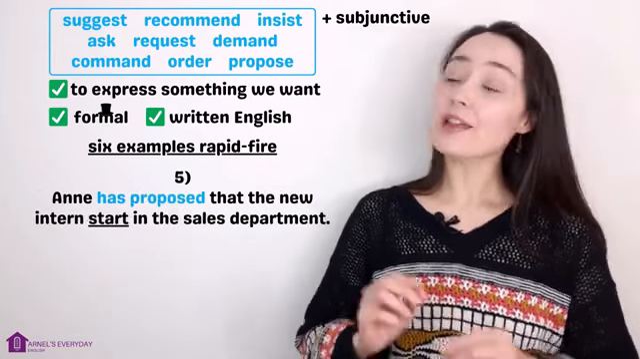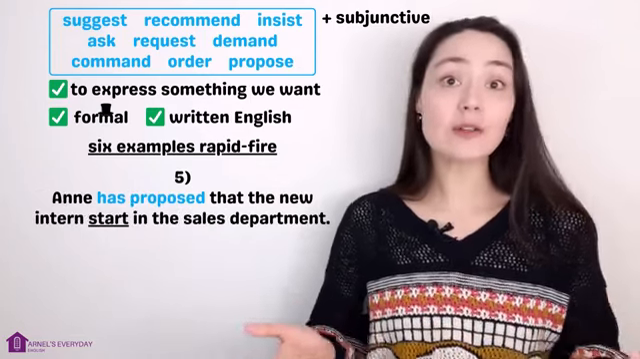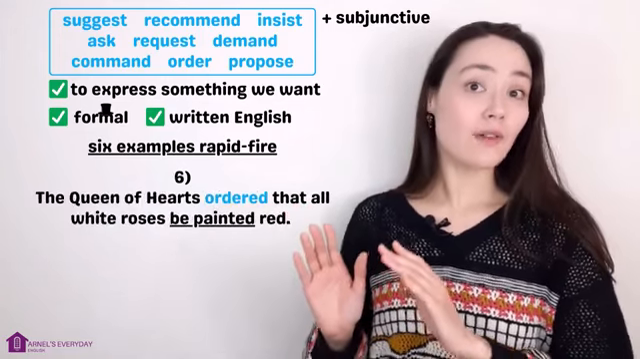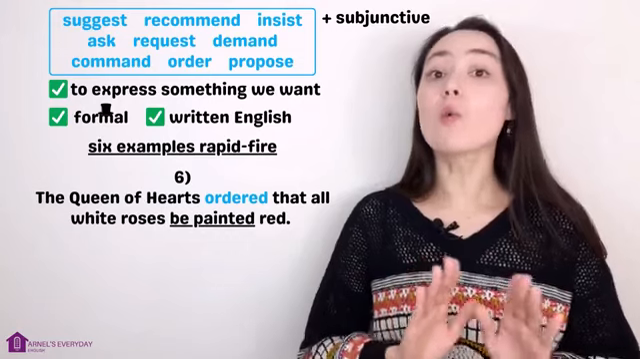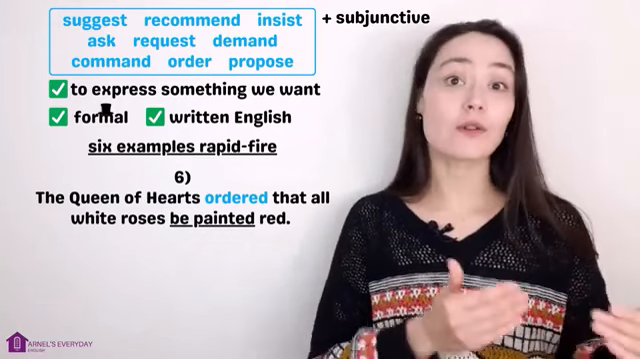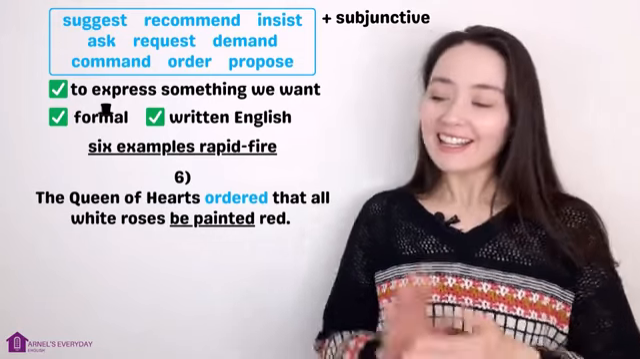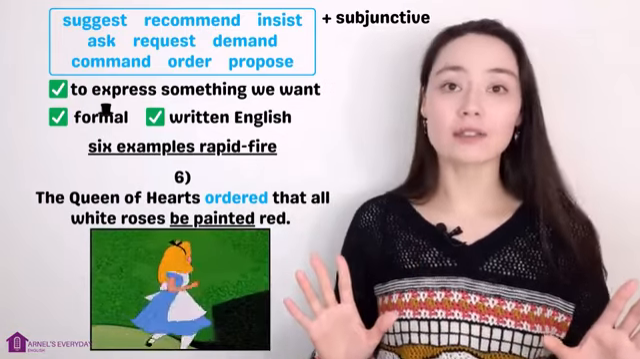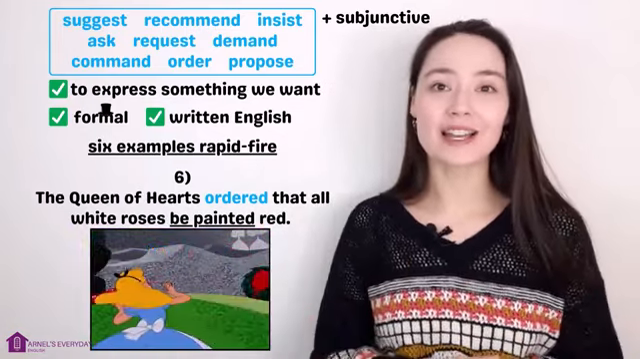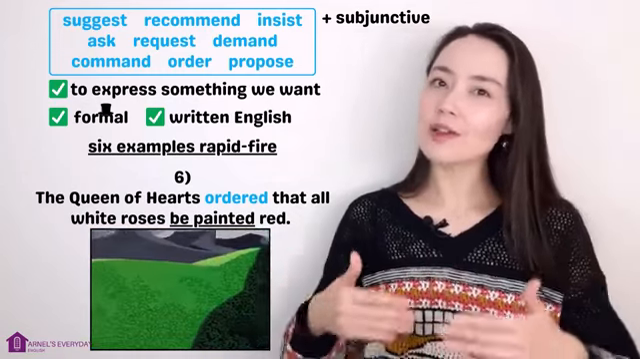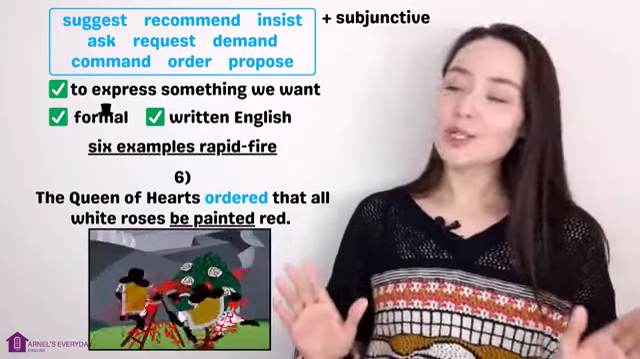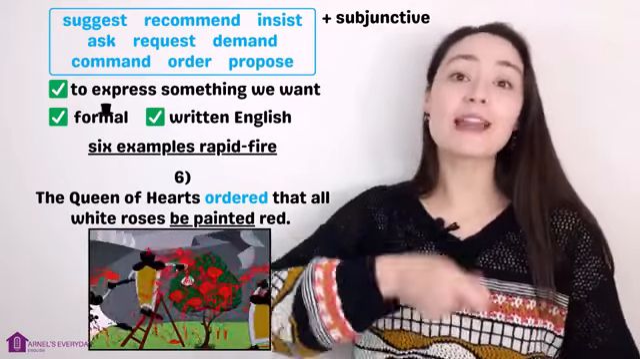And has proposed that the new interns start in the sales department. The Queen of Hearts ordered that all white roses be painted red. This last example here is from one of my favorite stories of all time, Alice in Wonderland. In this story, the evil Queen of Hearts doesn't want the roses to be white, so she wants her workers to paint them red.